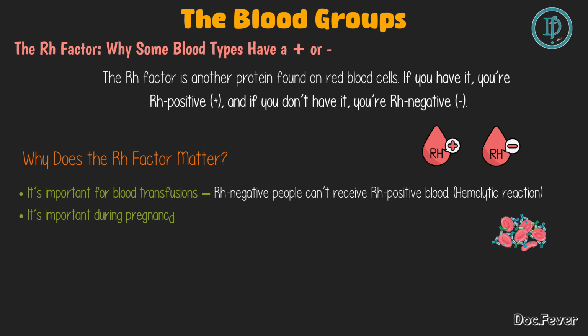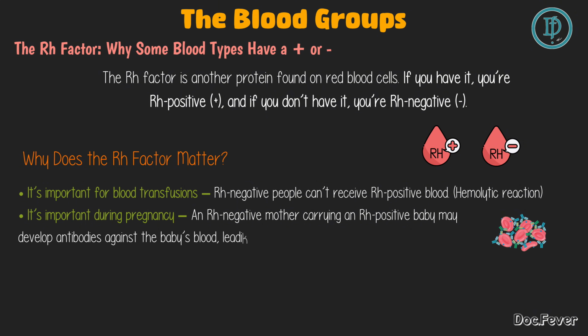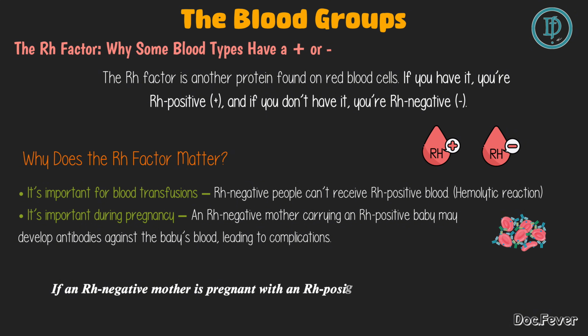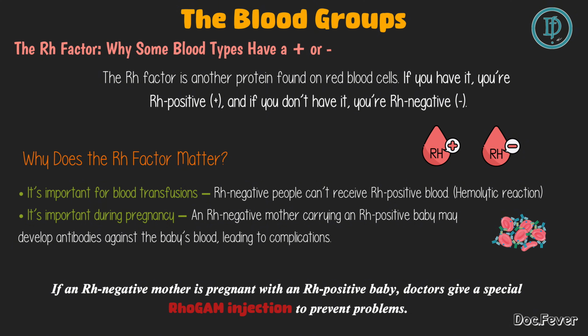It is important during pregnancy. An Rh negative mother carrying an Rh positive baby may develop antibodies against the baby's blood, leading to complications. If an Rh negative mother is pregnant with an Rh positive baby, doctors give a special injection which is called Rhogam injection to prevent problems.